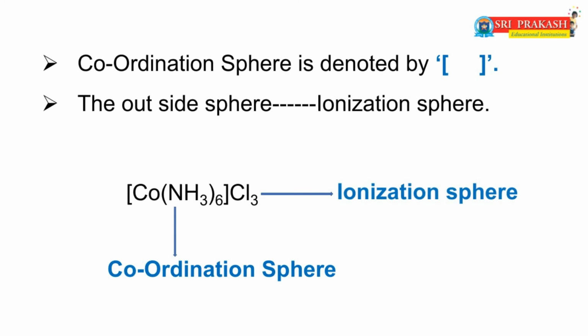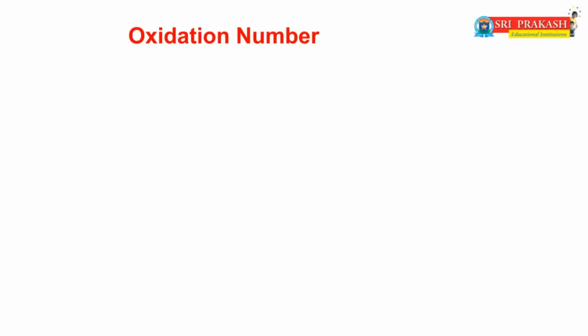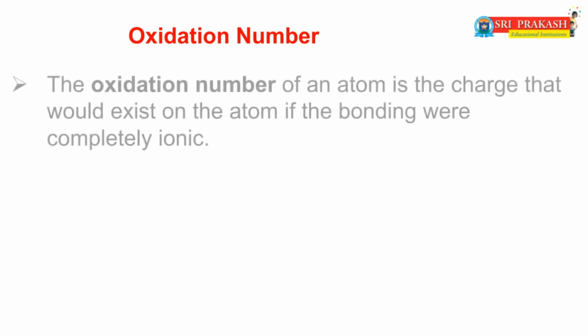For example, in [Co(NH3)6]Cl3, [Co(NH3)6] is located in the square bracket, so this part is called the coordination sphere. The outside part of the square bracket, that is Cl3, is called the ionization sphere. Now we will discuss the last part in coordination compounds, that is oxidation number or oxidation state.